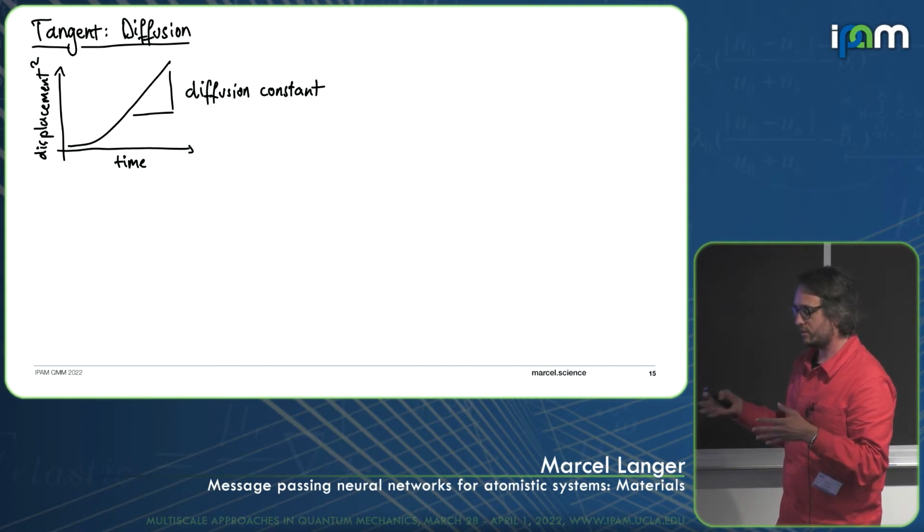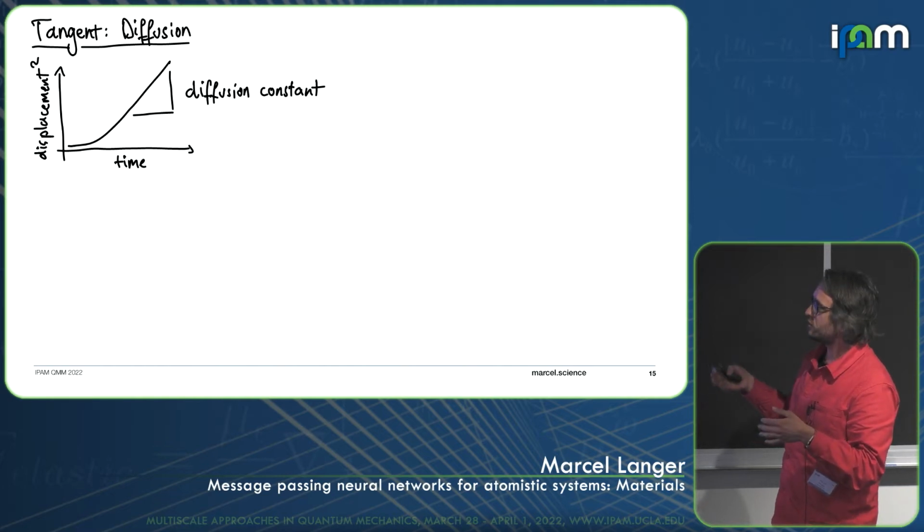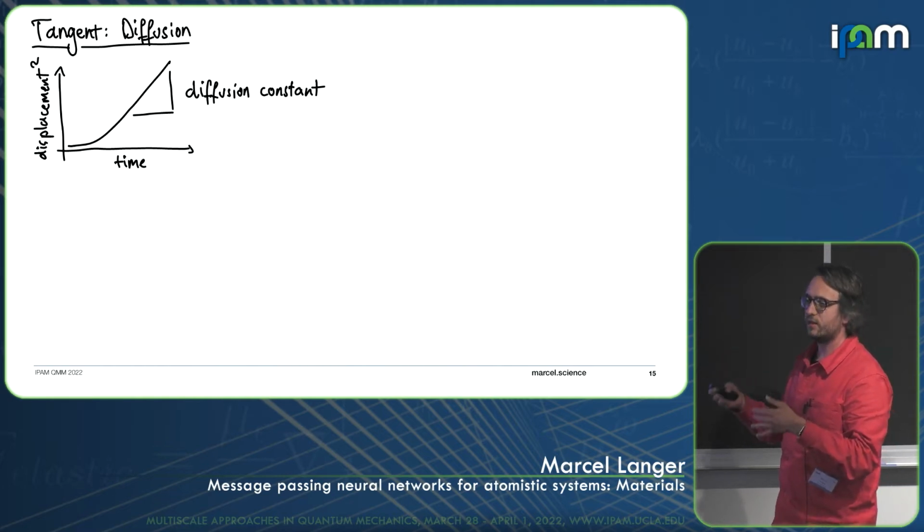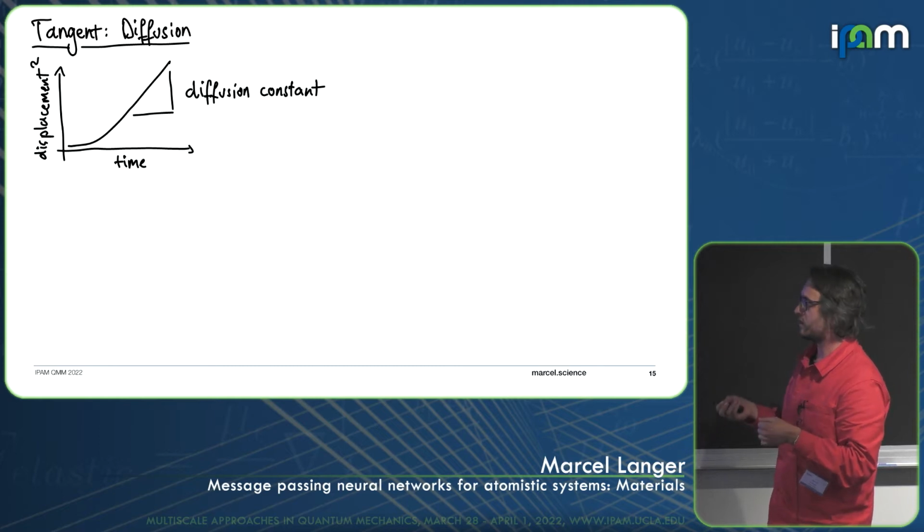So I discussed thermal transport, right here, the conserved quantity that we're concerned with is energy. And diffusion is essentially the same thing, except that now what is conserved is the mass, or let's say if you're in a particle picture, just the particles themselves. So it's a bit easier to think about.